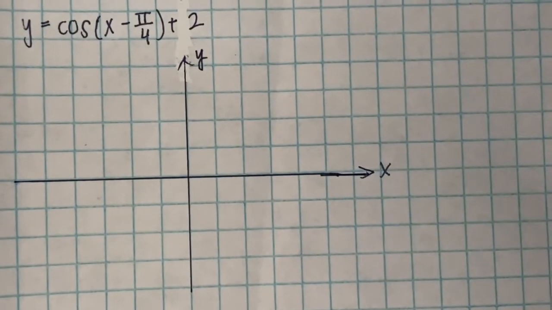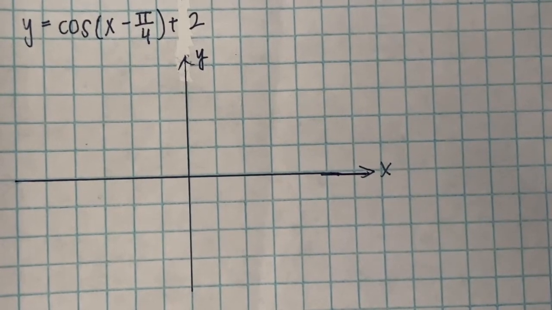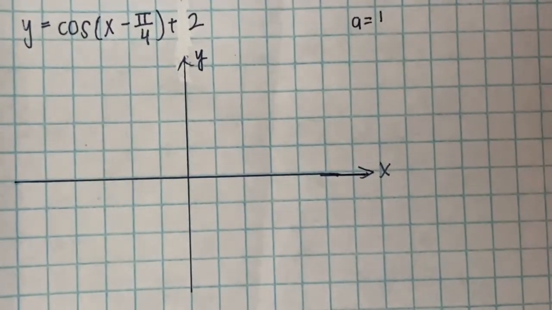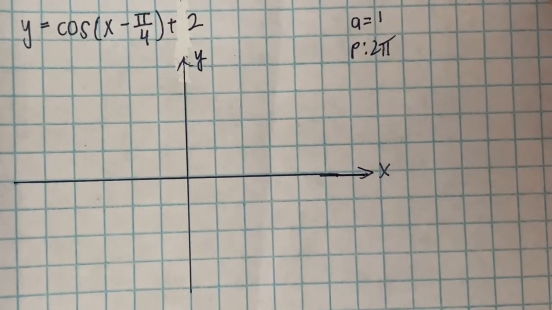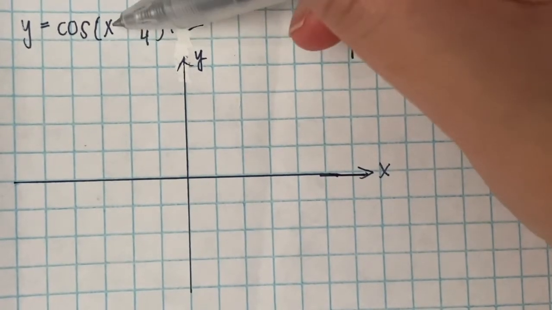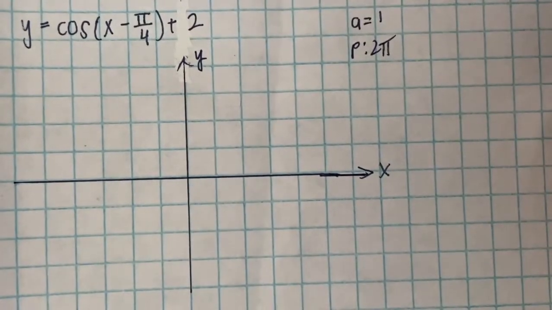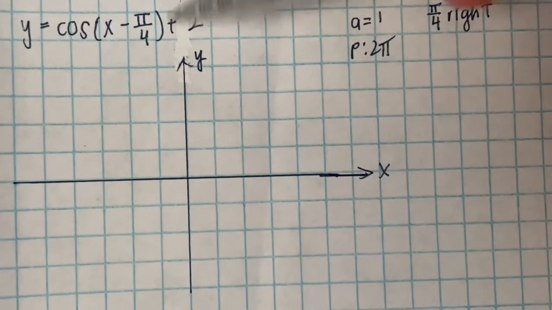Next, we will be graphing y is equal to cosine of x minus pi over 4, plus 2. Again, we want to identify the amplitude and the period. Amplitude is 1. Period is going to be 2 pi because the coefficient of x is 1. So 2 pi divided by 1 is 2 pi. Now, because we have this minus pi over 4 that's being done to the x, we have a phase shift of pi over 4 units to the right. And we have a vertical shift up 2.